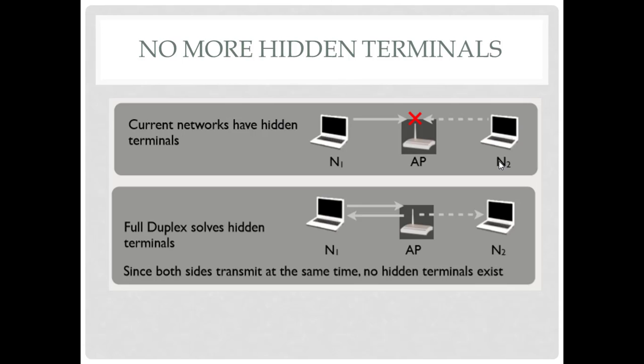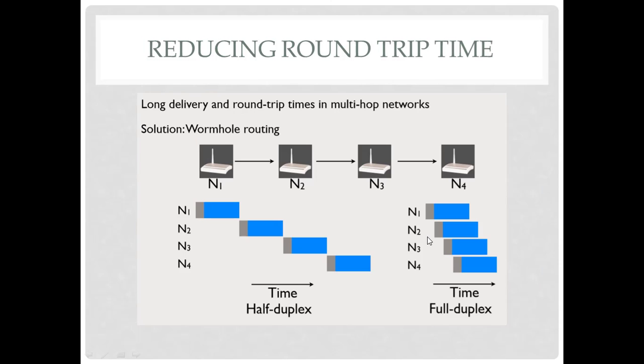Okay, what are the results and main pluses of this full-duplex scheme? Now we don't have hidden terminals. We also get reduced round trip time, as long delivery and round trip times in multi-hop networks are a great problem, and using full-duplex, the time is much shorter because every node can transmit and receive at the same time.